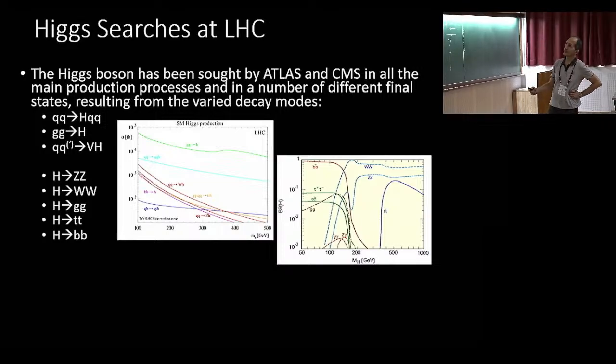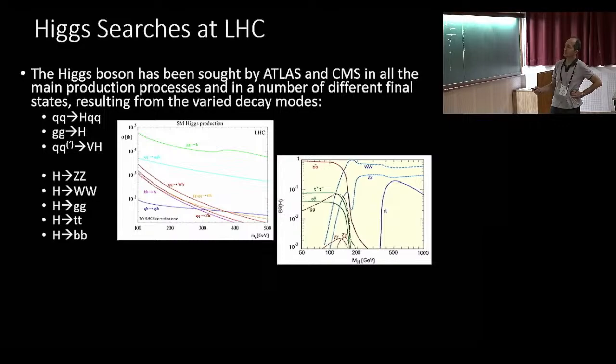So, the Higgs boson has been sought by Atlas and CMS in many different final states, because the Higgs can be produced in many different ways, as you see in this graph. As a function of the mass, the cross-section is very different. And so this has lots of implications. So some searches are more precise and others are less precise.